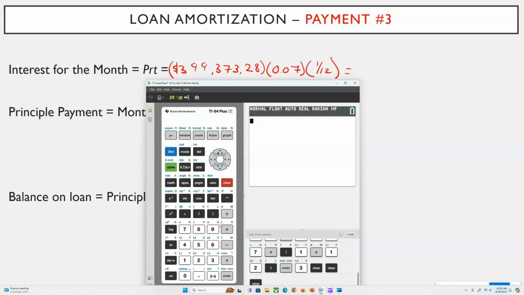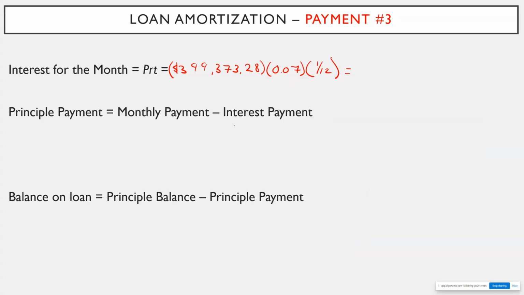So just clear all this. 399,373.28 times 0.07 times 1/12. So how much we're paying towards interest on the loan this month? $2,329.68 when I round it. So that was $2,329.68.